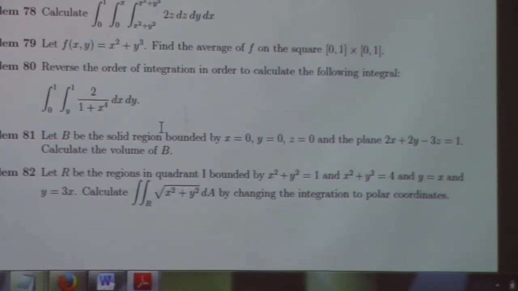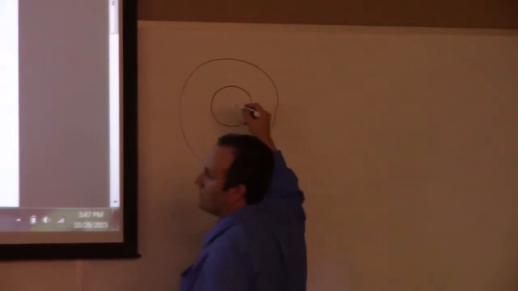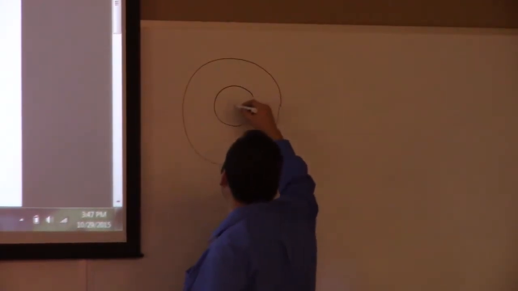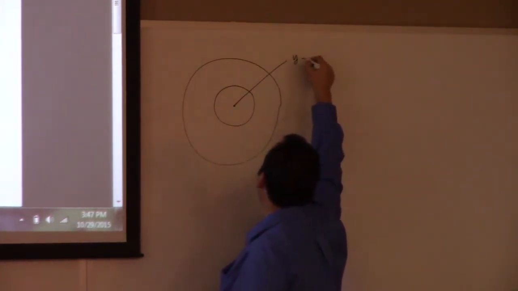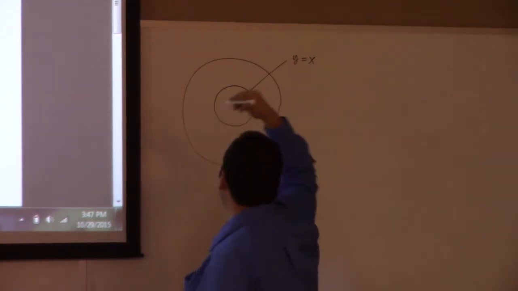82. Let R be the region in quadrant 1 bounded by blah, blah, and blah. Calculate that integral by changing to polar coordinates. So, does that make sense? Quadrant 1. Yeah, so we've got the unit circle, circle of radius 2, right? y equals x. Well, y equals 3x.